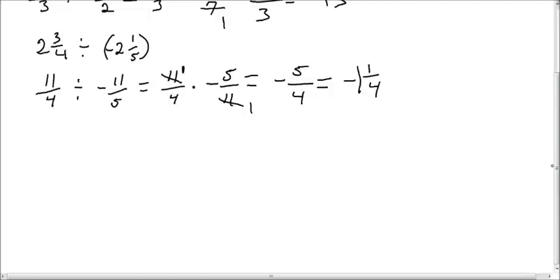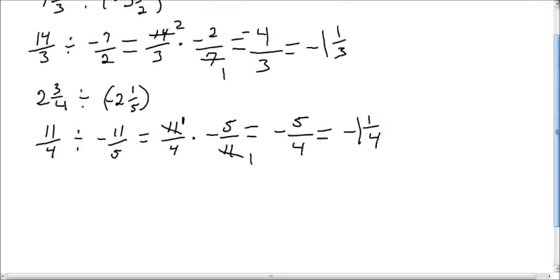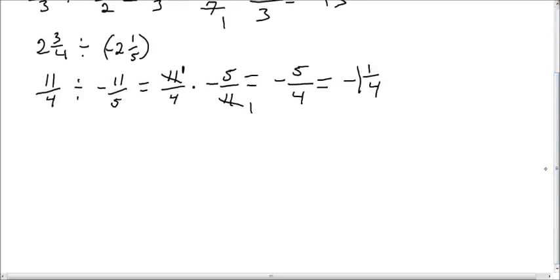What about if we have two positive numbers? Well, I don't think we did that. Let me scroll back up and see. No, we didn't. So let's take two positive numbers. Let's take 1 and 1/2 and divide that by 2 and 1/3.